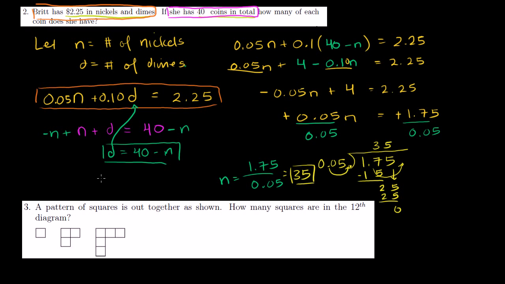So n is equal to 35. Now we can solve for d. d is equal to 40 minus n. So d is equal to 40 minus 35, which is equal to 5. So we have 5 dimes.